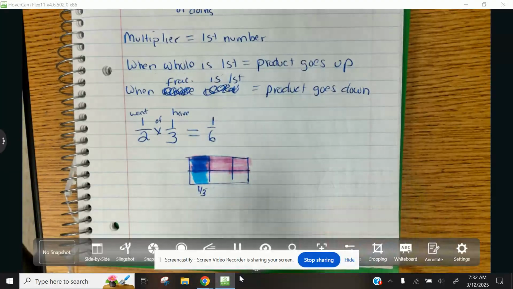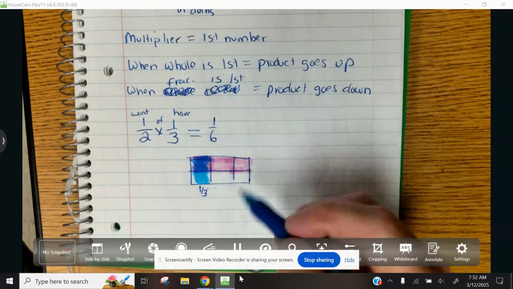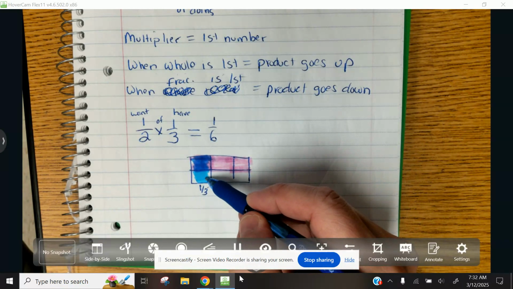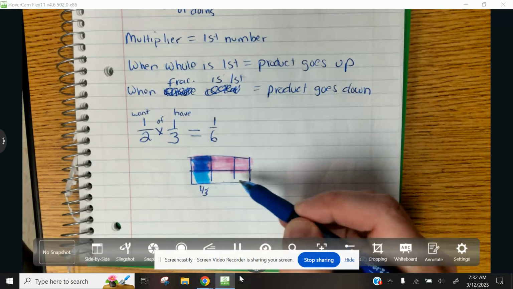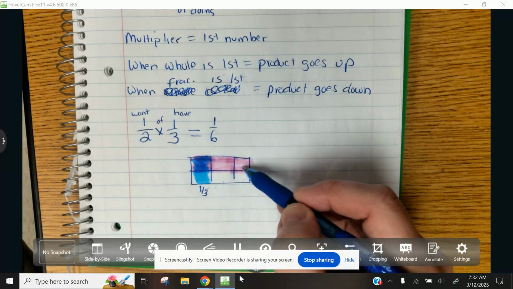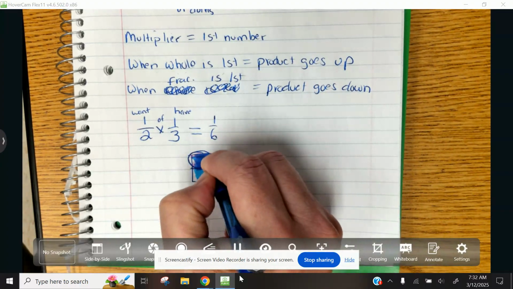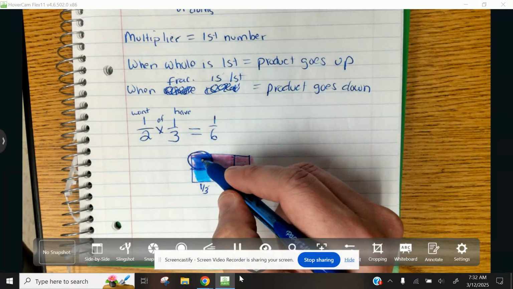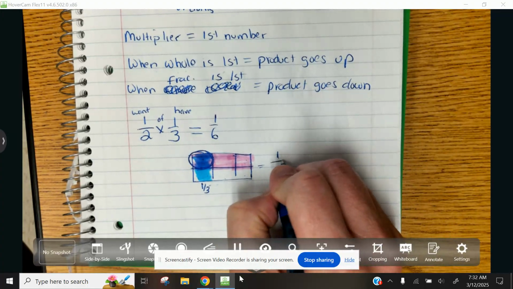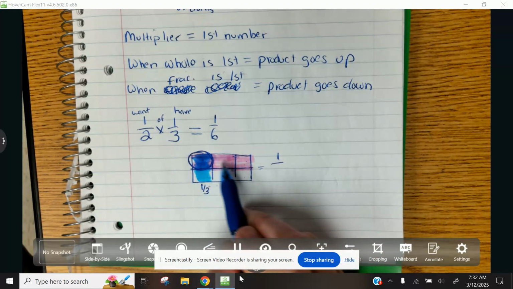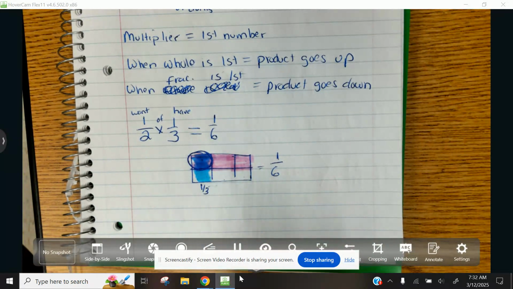So you got to ask yourself, where's my answer in this drawing? Well, this is what I have, but it's not what I want. I don't have this, don't have this. This is in the want category, but I don't have it. Where the double shade color is what I want and what I have. So that's what you're looking for. So how many pieces do I have? I have 1 for the numerator. How many pieces are my whole in? 6. And that's how you get 1/6.